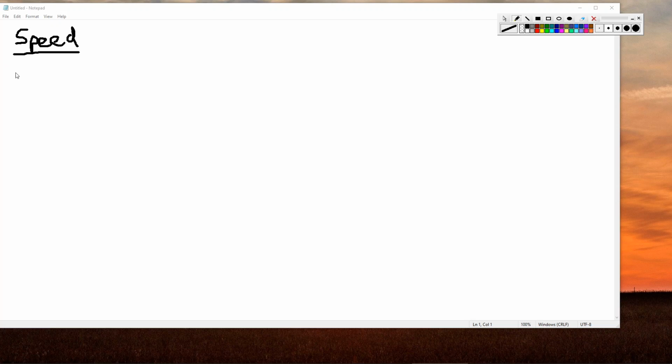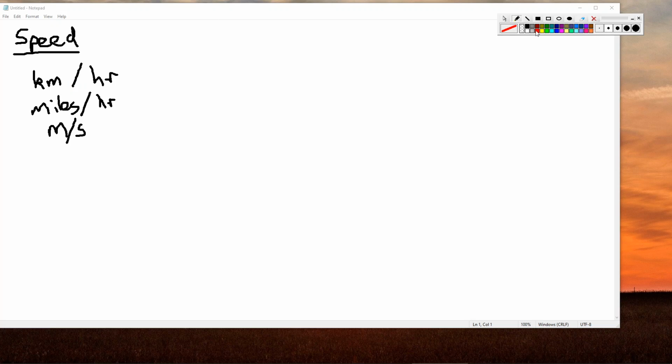Okay, if you're back from the pause, you should probably have come up with some units such as kilometers per hour might have featured. You might have had miles per hour. You might have had meters per second. So these are all units for speed.